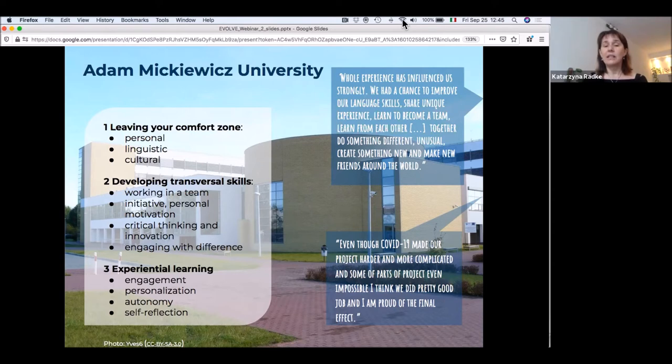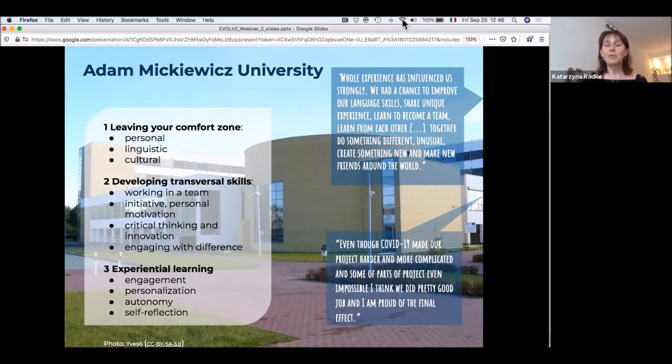The students worked in teams. For them, it was also kind of a new experience. Project-based learning, group learning is becoming more and more popular in Poland, but this is not a typical way of working. So my students worked in international teams with people who see basic things differently, like a task, a deadline, a way of reading a text. For them this was an unforgettable, very important experience. They had the chance to develop their initiative, personal motivation, time organization, critical thinking, innovation, problem solving.